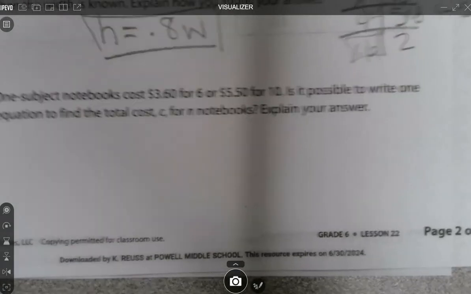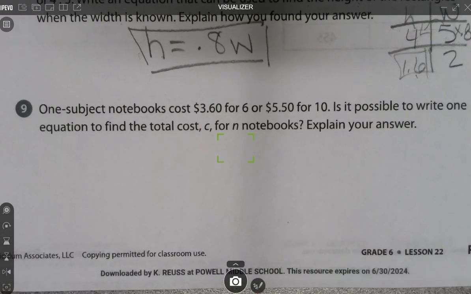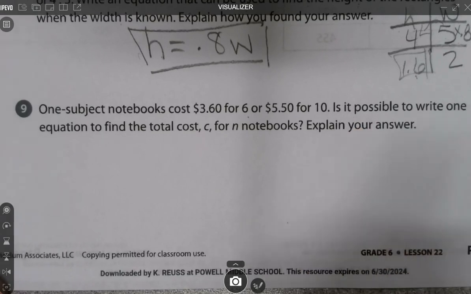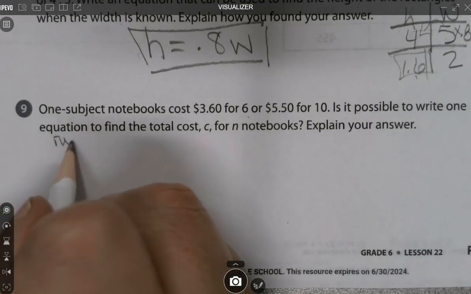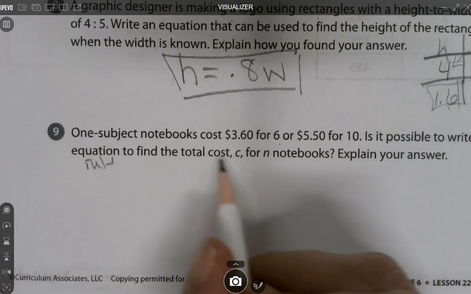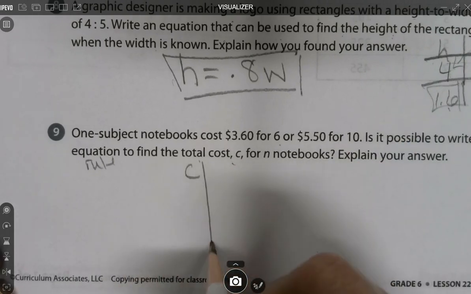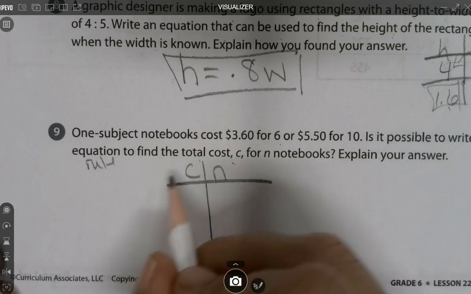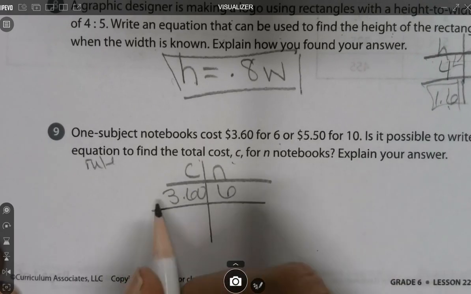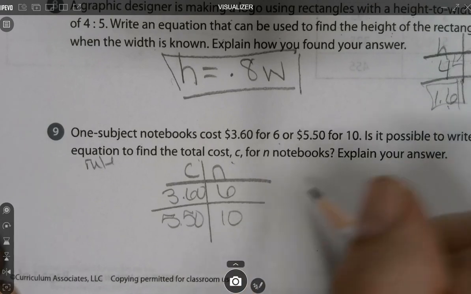Number 9, one subject notebooks cost $3.60 for 6 and $5.50 for 10. Is it possible to write one equation, meaning one rule, all of these are your function rules, to find the total cost for notebooks? So let's do a cost for notebooks. And here it was $3.60 for 6. And this one was $5.50 for 10.